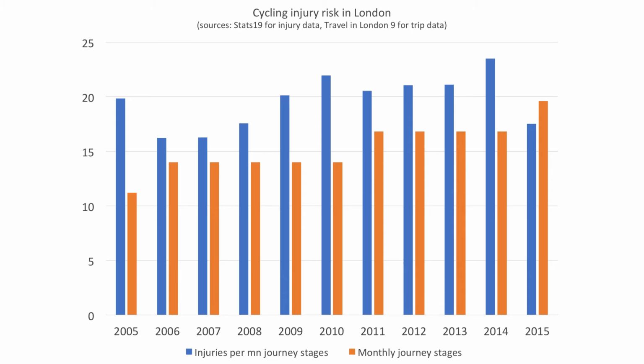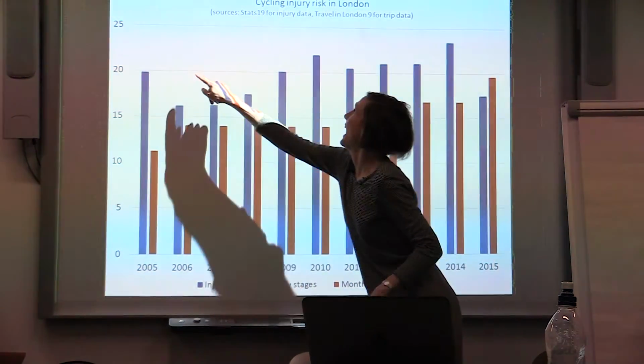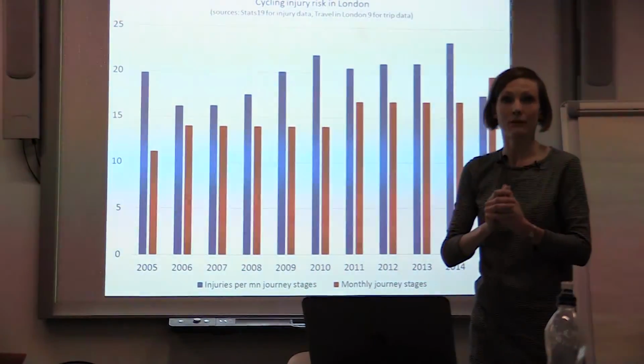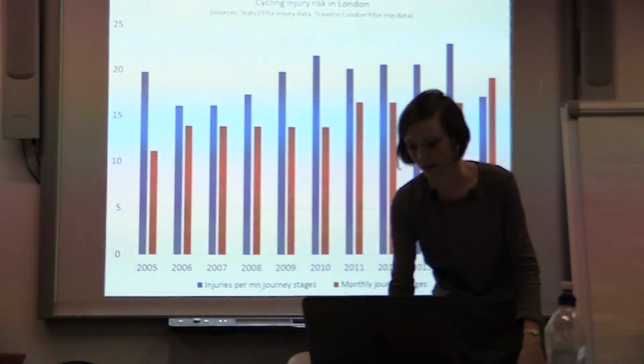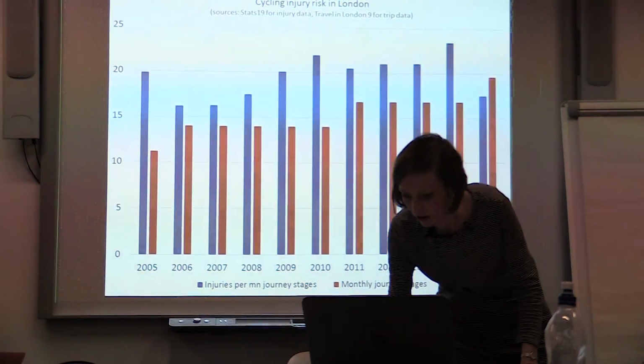And you can see that as the amount of cycling is increasing, shown on the orange bars, the risk seems to be, to some extent, going up as well. It doesn't seem to be a clear picture of safety in numbers. If we were seeing a strong safety in numbers effect, we'd see the orange bars go up, the amount of cycling going up, and the risk of cycling going down, and we don't seem to be seeing that, which I find worrying. The data's not amazing, but in Copenhagen you could see a clear effect, and here you can't.